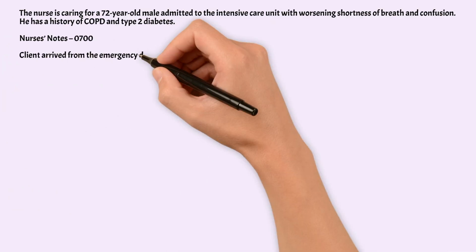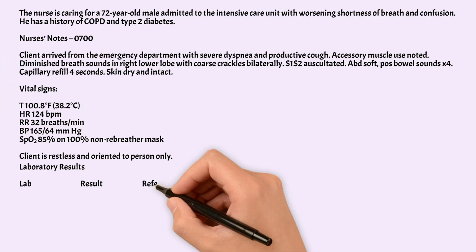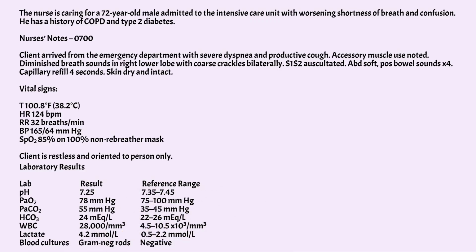So here we go. Our question states, the nurse is caring for a 72-year-old male admitted to the intensive care unit with worsening shortness of breath and confusion. He has a history of COPD and type 2 diabetes. The 7 a.m. nurse's notes state the following. Client arrived from the emergency department with severe dyspnea and productive cough. Accessory muscle use noted. Diminished breath sounds in lower right lobe with coarse crackles bilaterally. S1 and S2 auscultated. Abdomen soft, positive bowel sounds x4. Capillary refill 4 seconds. Skin dry and intact.